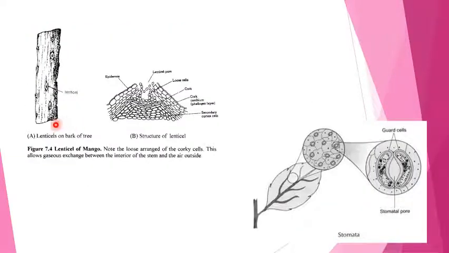So in this image, you can see this is the bark. When the plant becomes woody and brown, you can see a number of cracks on it, which are known as lenticels, through which the exchange of gases takes place. And this is the structure of the lenticel. This is the opening through which the exchange of gases takes place. And this is the leaf, and the leaves have small openings known as stomata, through which the exchange of gases takes place.